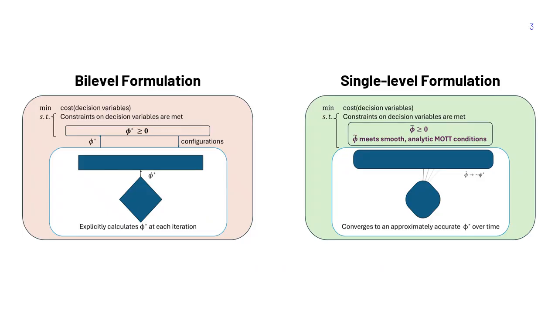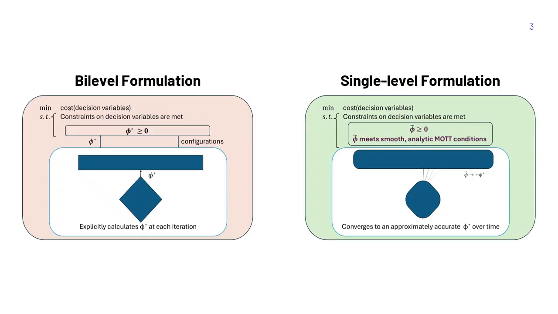Traditionally, this is done with a bi-level strategy, where a trajectory optimization solver explicitly calculates the separation distance between bodies at each iteration. A lower level problem must be solved multiple times in order to enforce constraints on the separation distance. In contrast, we present a set of smooth, analytic, easy-to-compute conditions which can enforce non-penetration when embedded as constraints in a single-level problem. Due to this approach, our method is able to reliably converge to an accurate solution for the distance between bodies over time.